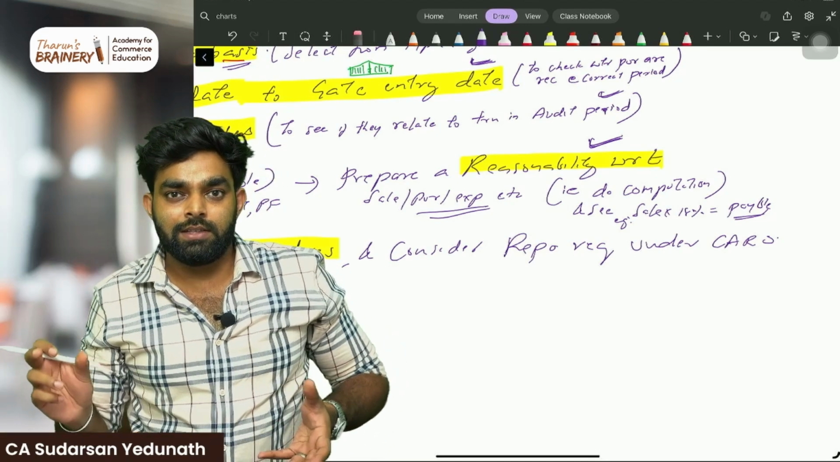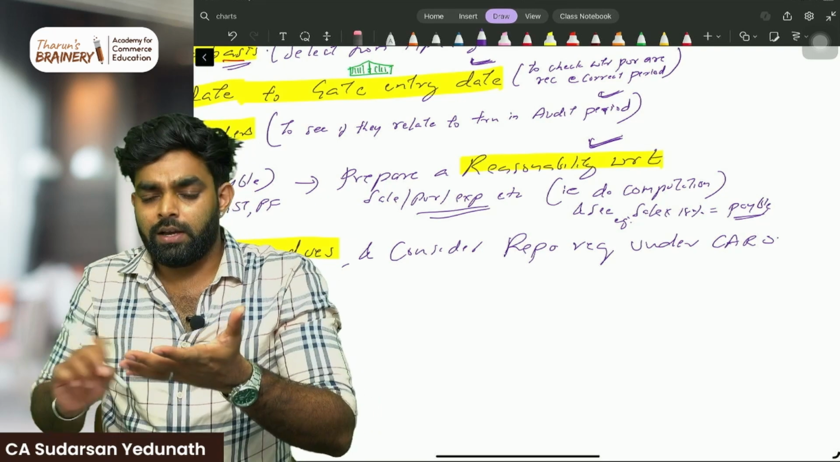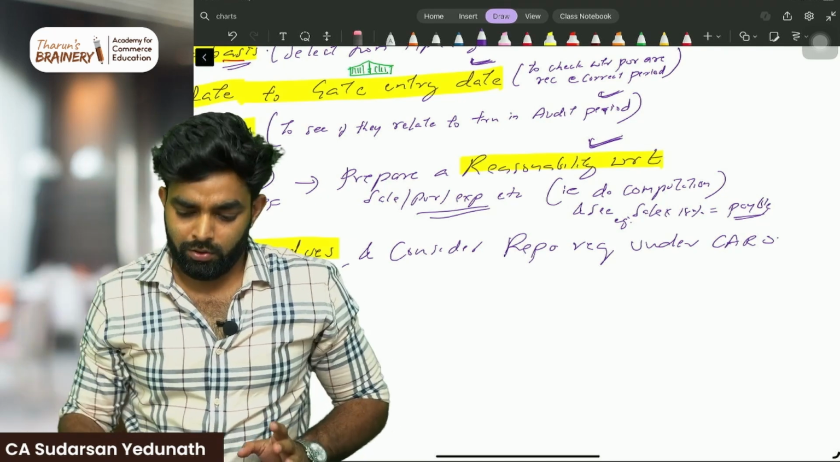See whether the thing is there. You know the percentage, you know the figure. Just calculate whether the 18% amount is correct or not. Do the computation again and see.